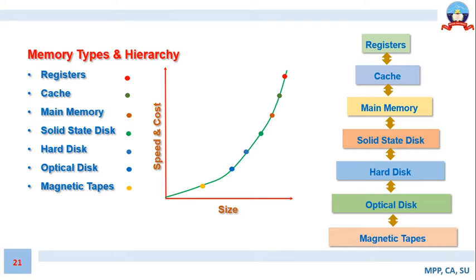So again, I'll repeat it. We have CPU registers, we have cache, we have main memory, we have solid state disks, hard disks, optical disk, and magnetic disks as different memory devices in a computer system. So out of all of this, registers are very high speed and very expensive memory. And with the increase in the size, the cost also increases exponentially. So that is what this particular graph tries to express.